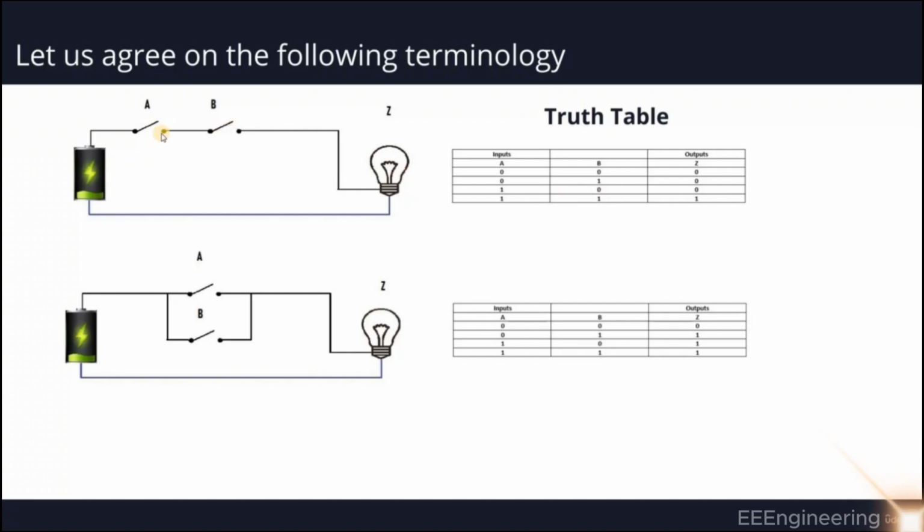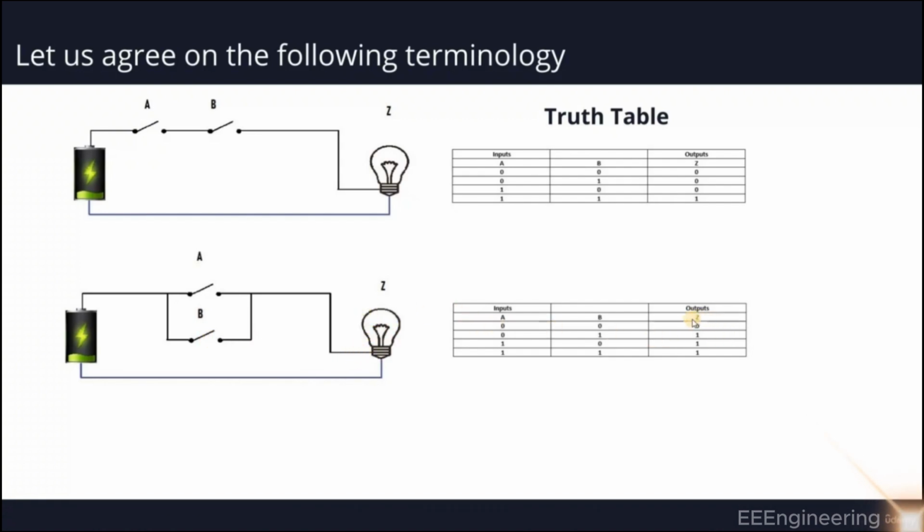If this is 1 and this is 1, it means both are closed, then I will have an output right here. Now, this is the AND gate. We call it AND gate. Now, here we have the OR gate. It means if this switch or this switch are on, I'm going to get an output right here.